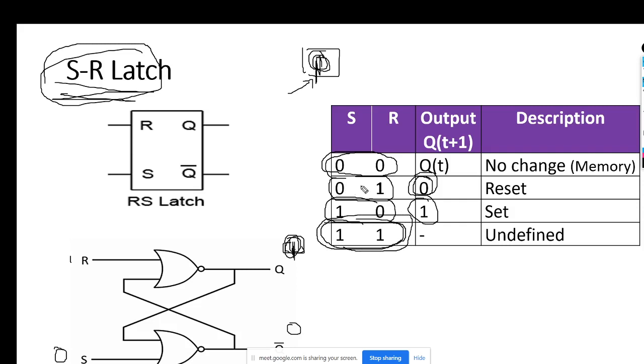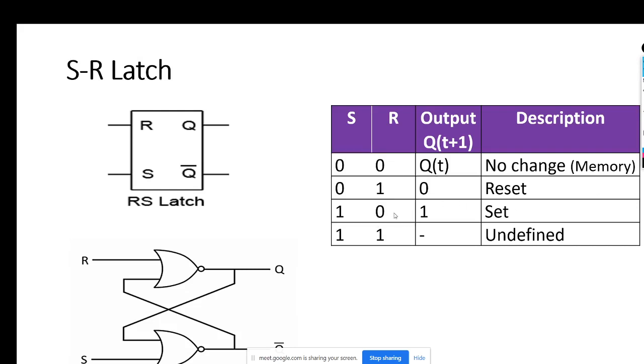So when S equals 1, we set it. When R equals 1, we reset it to 0. When both are 0, it is the memory. When both are 1, we must make sure that it never happens, because it results in an undefined state. Now I hope you got a feeling of what the SR latch is, how it works, and why we have this terminology like set, reset, Q bar, etc.